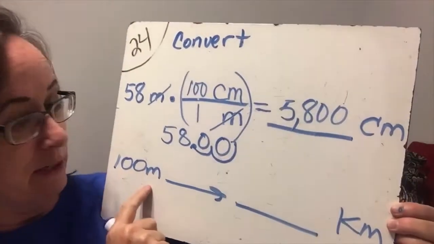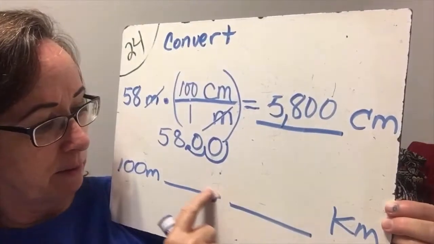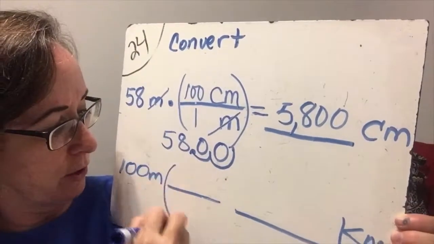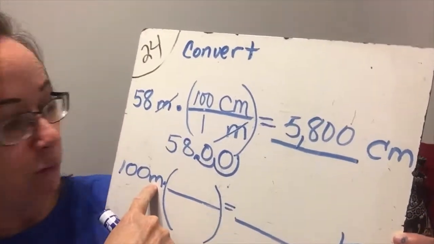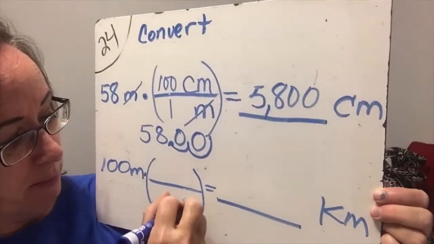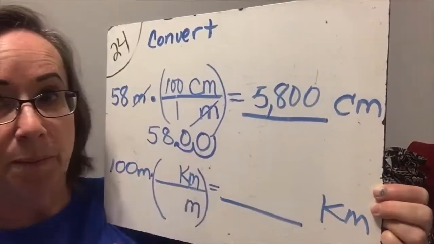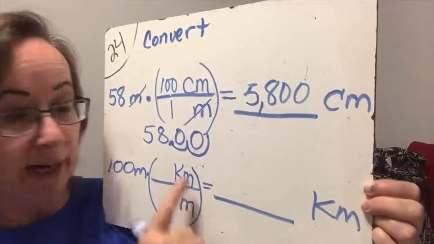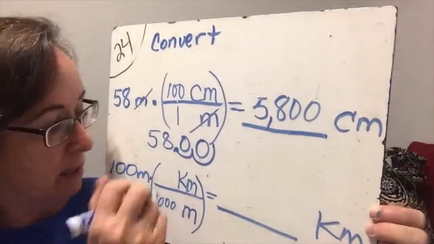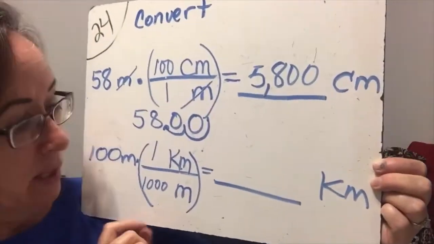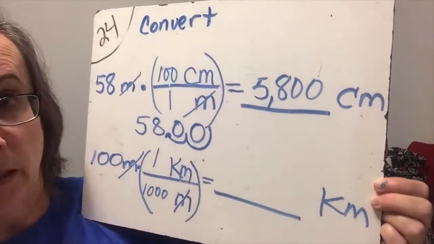Okay, so 100 meters to how many kilometers? So I'm going to take my little arrow. I'm going to turn it into my unit conversion symbol here. I'm trying to get rid of meters, so I'll put meters on the bottom. I'm trying to go to kilometers, so kilometers will be on the top. And then I have to write the correct rule in here. I know it takes 1,000 meters to make 1 kilometer. So I'm going to cancel my meters and my meters.